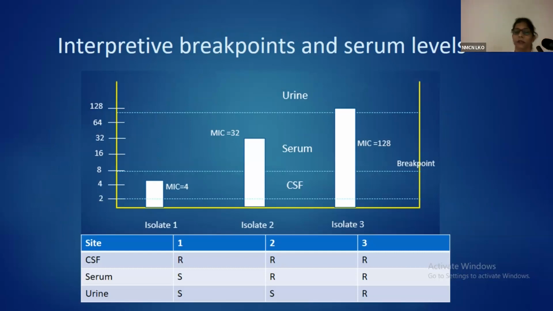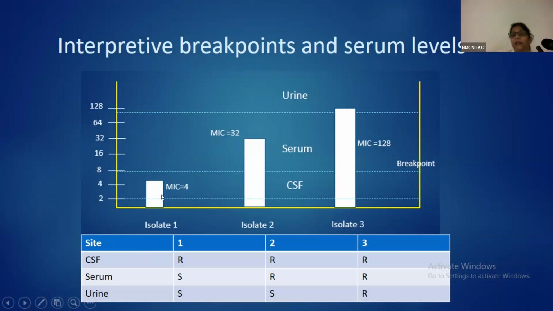Yes. So any antibiotic achieves different levels at various sites of infection. For example, in this picture, you can see that the serum breakpoint is here, and the CSF breakpoint is here, shown by dotted lines, and the urine breakpoint is here. So if we have three isolates, isolate 1, 2, and 3, we can see that isolate 1 has MIC of 4, which is beyond the MIC required for CSF infections. So the CSF breakpoint is 2, but MIC is 4.